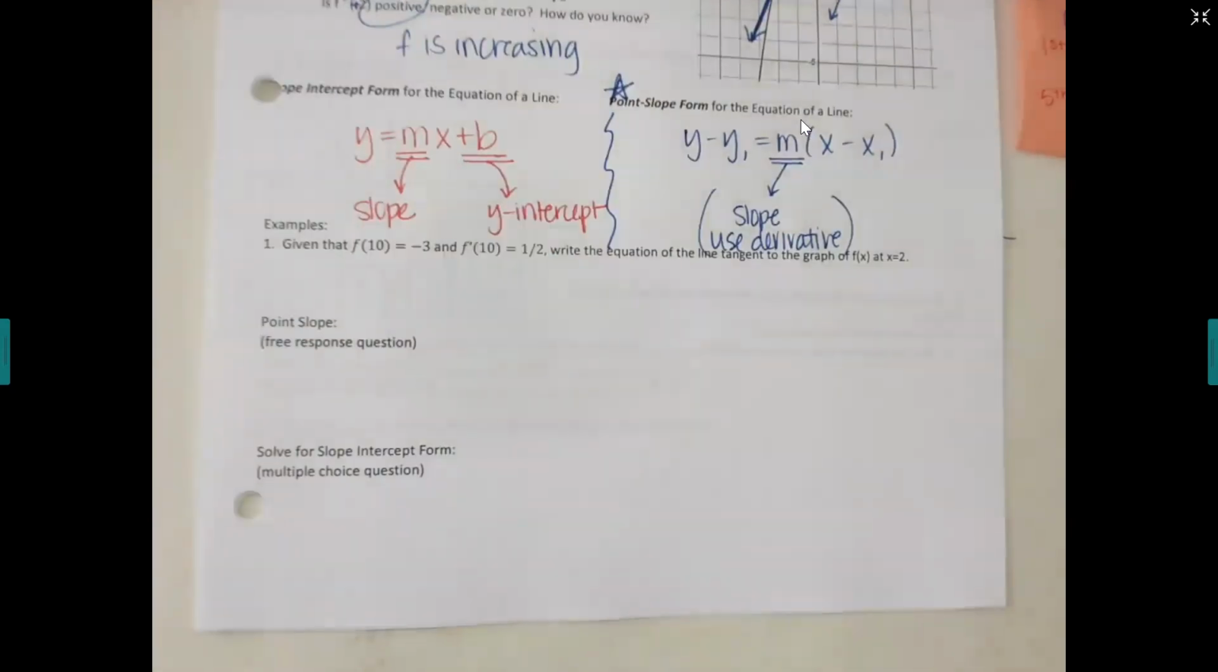It says, given that f of 10 is -3 and f prime of 10 is a half, write the equation of the line tangent to the graph of f at x equals 2. Now, we don't have a picture, but they told us some stuff about it. To write any equation of a line, we need two ingredients. We need a point and we need a slope. So write down point and slope.